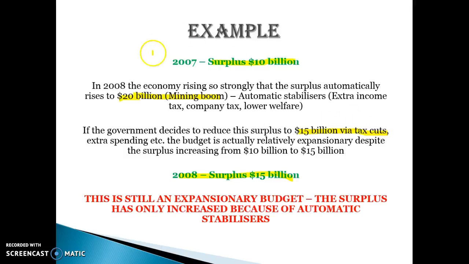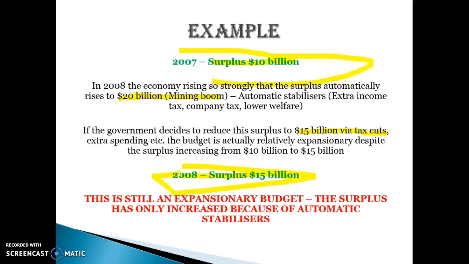So despite the fact that the surplus increased from this year to this year, the actual discretionary measures within the budget were quite expansionary. So a bigger surplus can still be considered expansionary if it's only a bigger surplus because of automatic stabilisers. If the discretionary policies are still implemented to try and boost growth, then we would still refer to it as an expansionary budget.